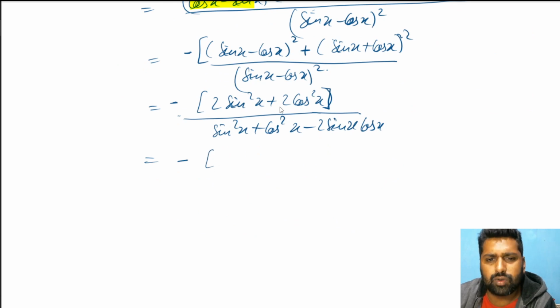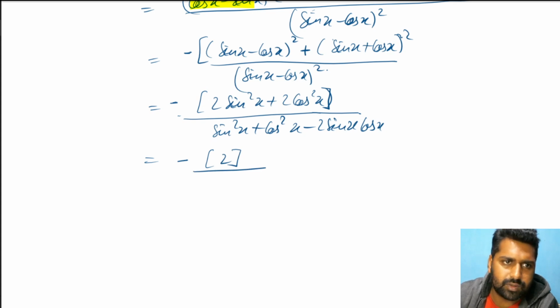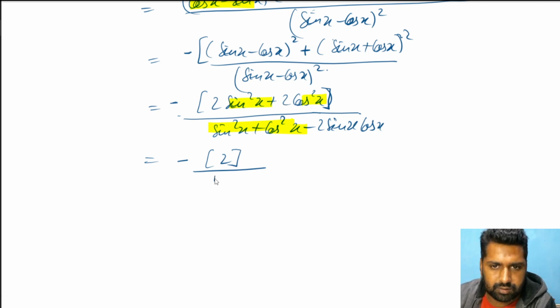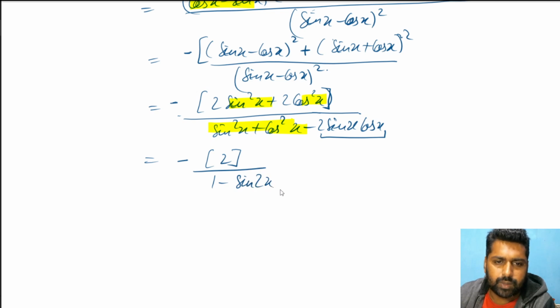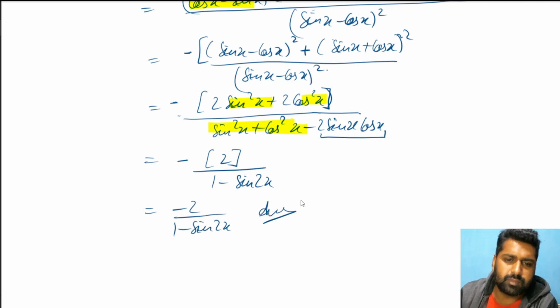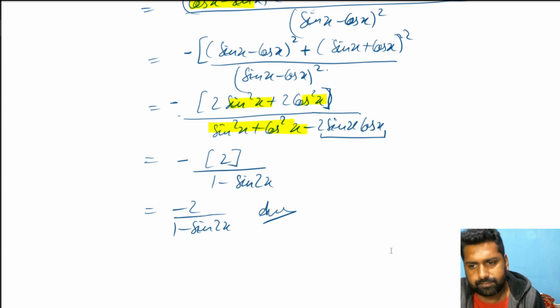If we take 2 also common, it will become sin square plus cos square, which is 1, because sin square theta plus cos square theta is 1, na? And denominator again, this one also becomes 1, sin square plus cos square, after taking 2 common. So 2 upon 1 minus, what is 2 sin x cos x from trigo? That's sin 2x. So basically the answer is minus 2 upon 1 minus sin 2x. Okay, this is the simplified answer for this question.